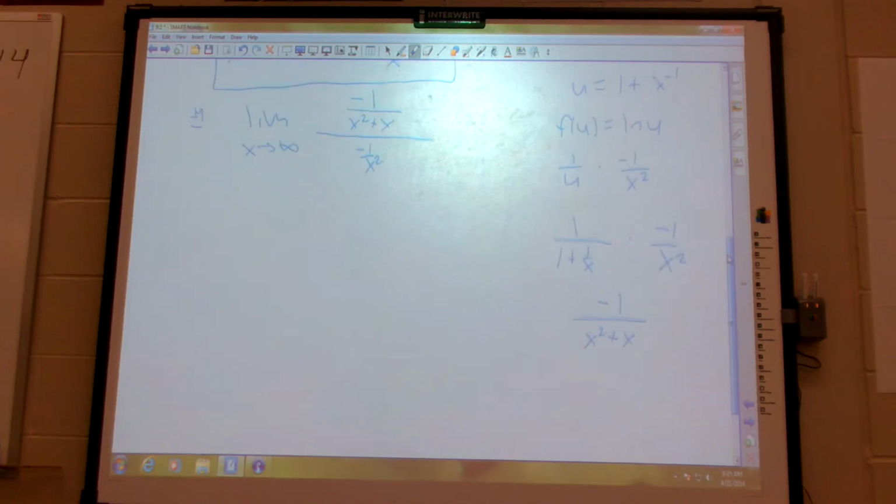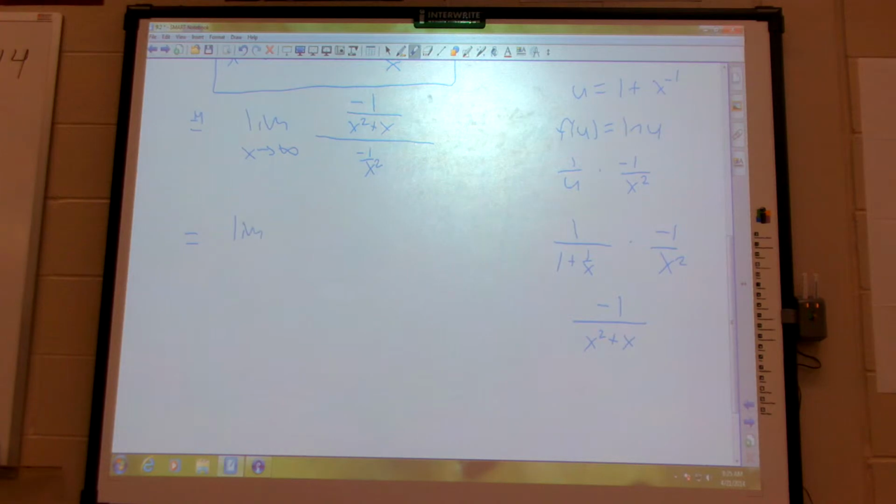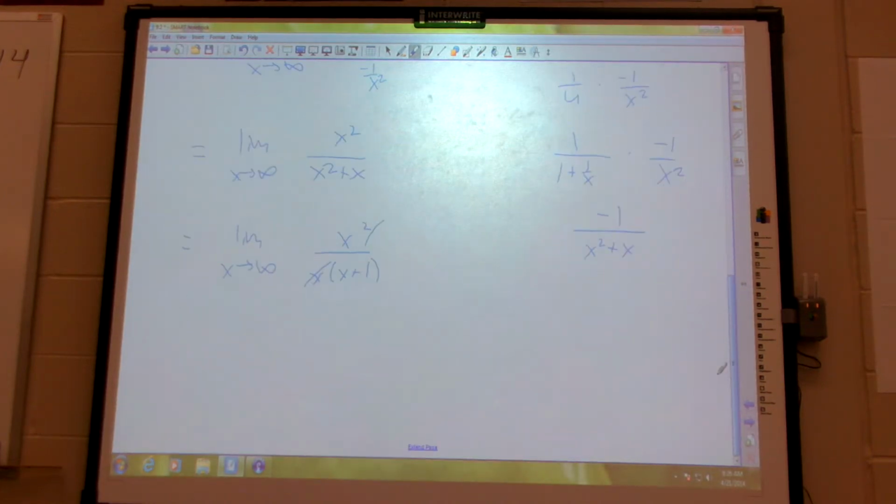What should I do? It's KFC. So I have the limit as x goes to infinity. That will end up getting positive x squared over x squared plus x. You with me there? Well, what should I do? Yeah, factor it out. Simplify as much as you can. So when you do that, you have x plus 1. Cancel, cancel. So I have x over x plus 1.